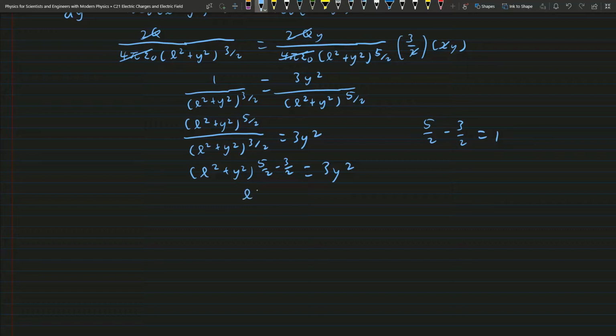So that means L squared plus y squared equals 3y squared, and L squared is given by 2y squared, so y squared is given by L squared over 2, and y is given by L over the square root of 2. And of course, because there is a square here, we have to put a plus or minus sign. There are two possibilities, it can be plus, it can be minus.